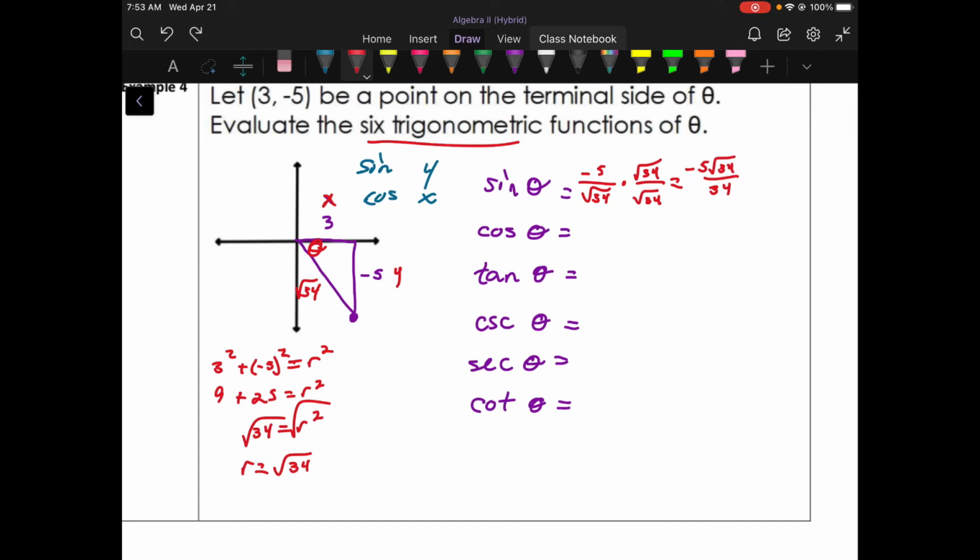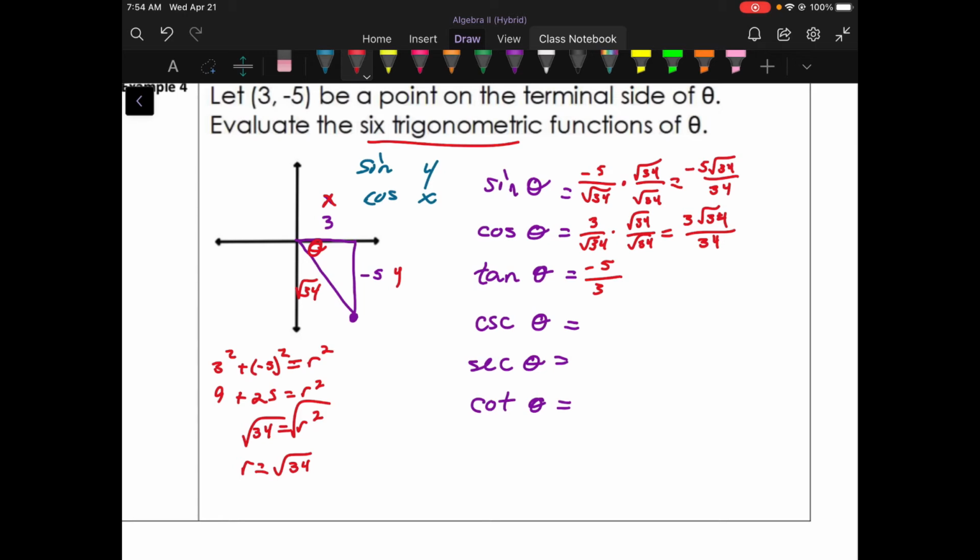Cosine is going to be x over r, so 3 over the square root of 34, and again, we'll rationalize, and you can kind of maybe see a pattern here. The more you rationalize, the easier this will get, I promise. And again, simplify this if you can, but we cannot. Tangent, thankfully, does not need our hypotenuse. It is y over x, so negative 5 over 3, no rationalizing there, no simplifying.